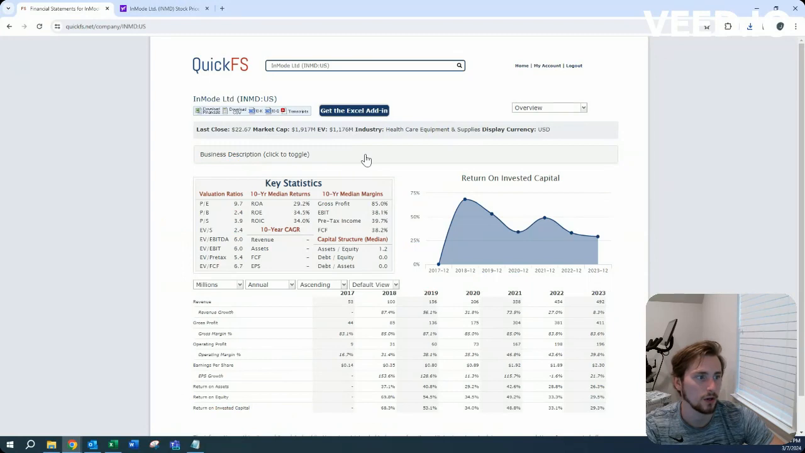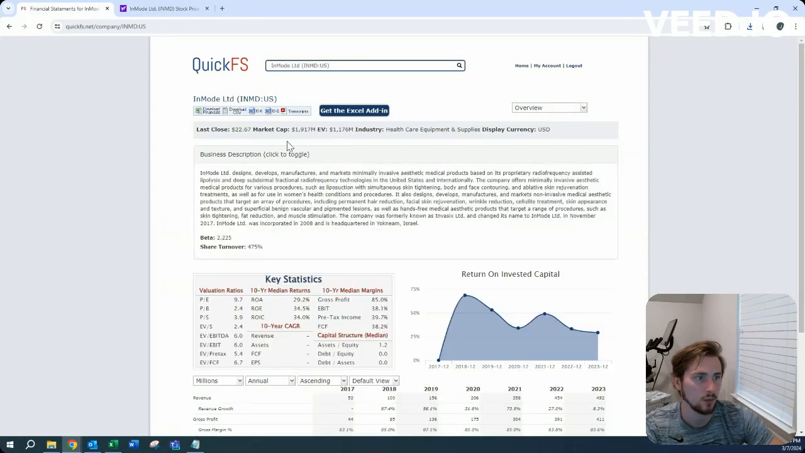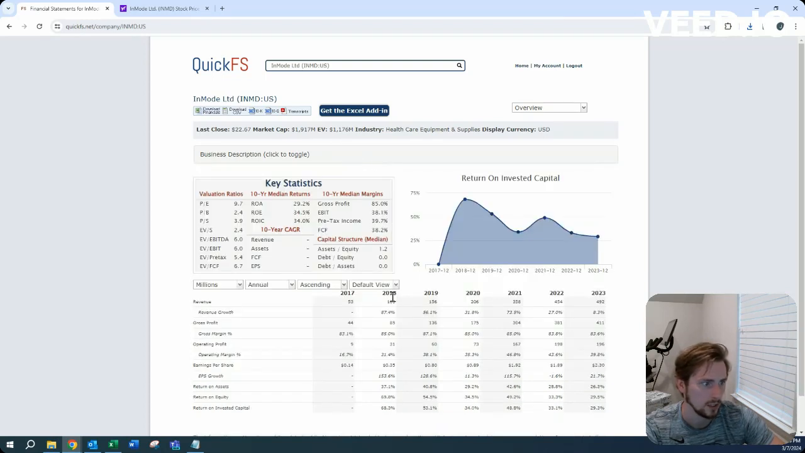InMode is in the healthcare equipment and supplies industry with a 1.9 billion market cap on 1.2 billion enterprise value, so a good amount of net cash. Founded in 2008, so a very recent company. It looks like they're headquartered in Israel.